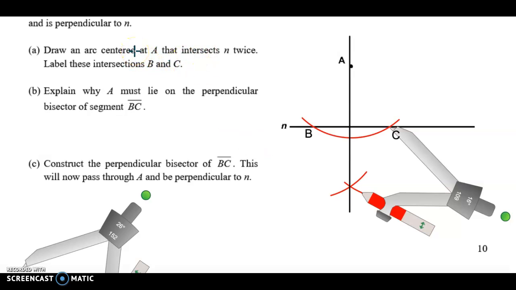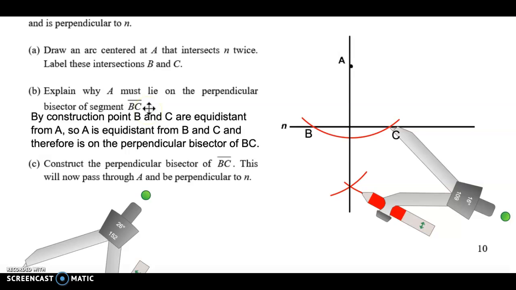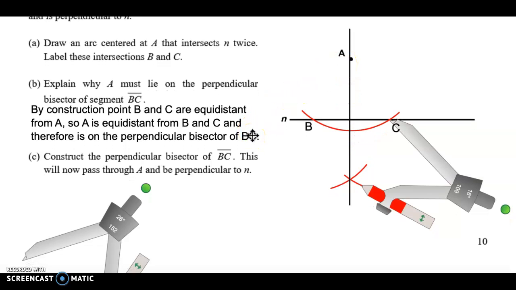All right. I'm looking at the questions right now. A must lie on the perpendicular bisector of BC because the distance from A to B and the distance from A to C are both the same. By construction, point B and C are equidistant from A. So A is equidistant from B and C and therefore is on the perpendicular bisector. And then the construction of the perpendicular bisector of BC, I just have to open my compass more than halfway, and I draw my 2 arcs. I can have them above, but I don't need to because I already have point A.